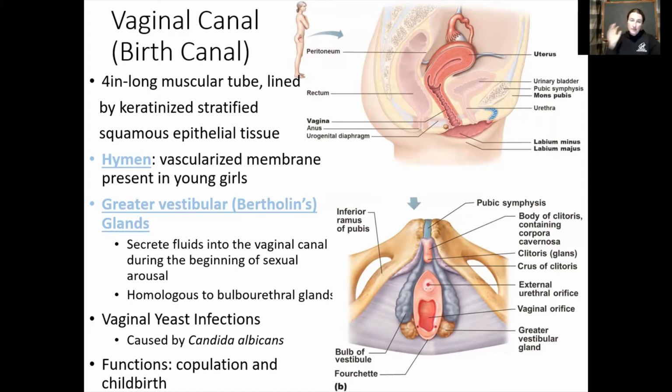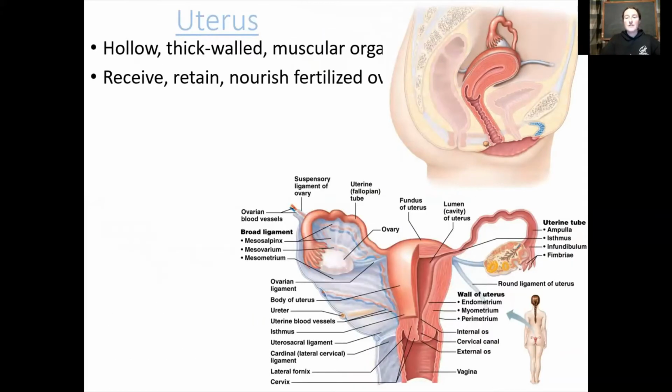Okay. The functions of the vaginal canal are both copulation, so reproduction itself, delivery of sperm to an area closer to egg, as well as childbirth itself. Okay. The vaginal canal opens into the uterus. So the uterus is a hollow, thick-walled muscular organ that receives an oocyte. Right? So a gamete, which we're going to get into here shortly.